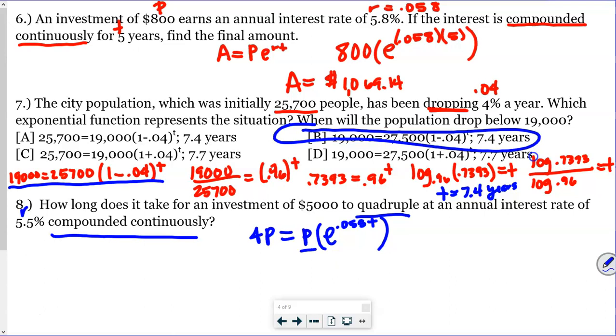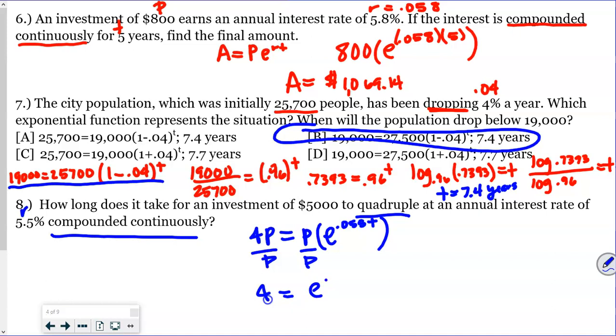So we can divide both sides by p here, right? And so we're just going to get 4. I'm going to move this over. So we get 4 equals e to the 0.055 t power, right? So how do we get rid of the e? Yeah, so we're going to take the ln of both sides, okay? So that gets rid of that. So now we got the ln of 4 is equal to 0.055 t, right?